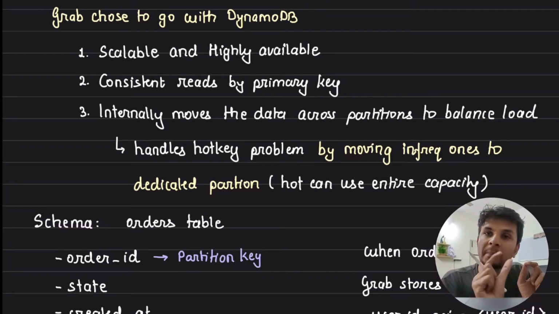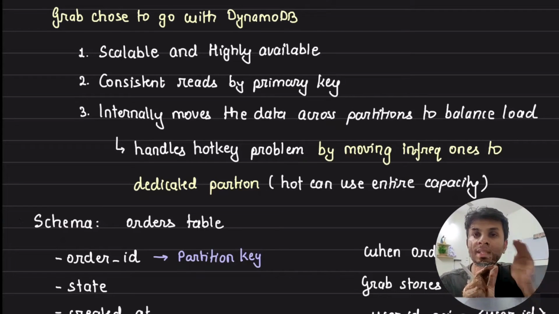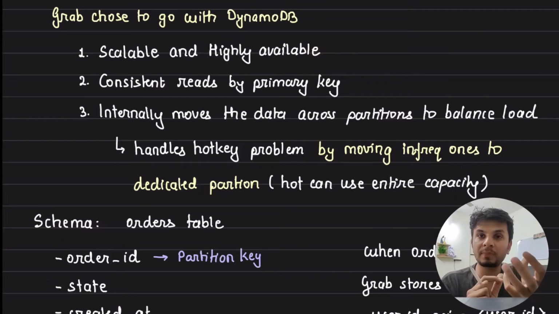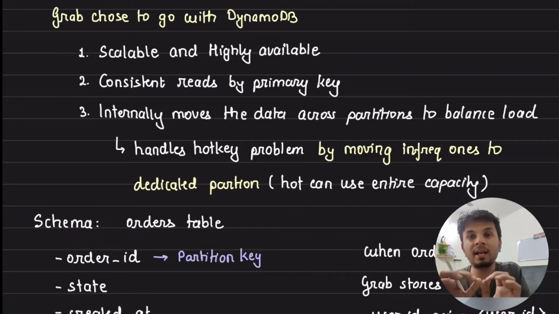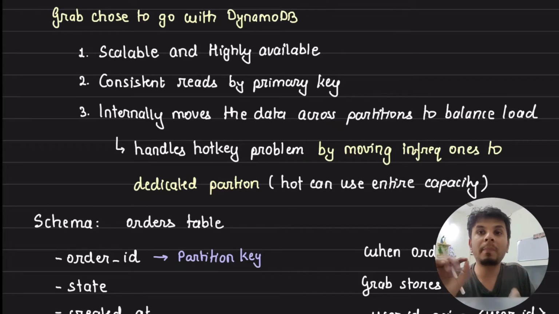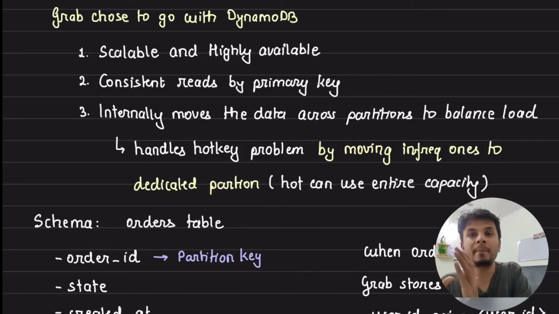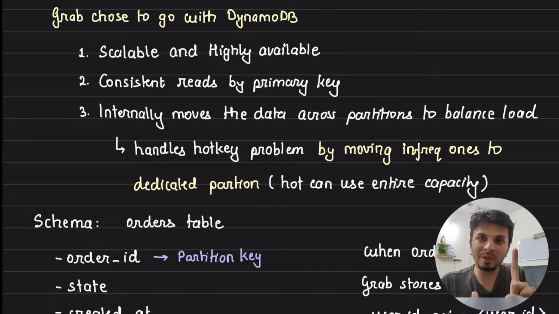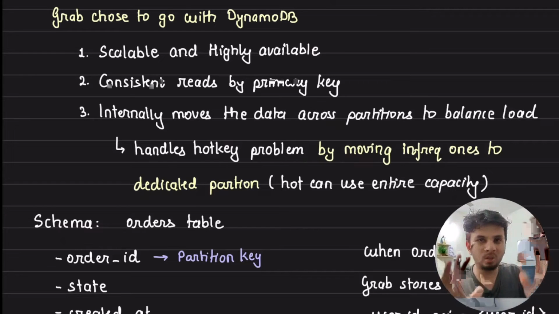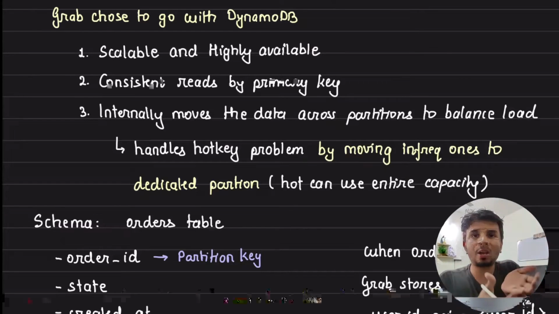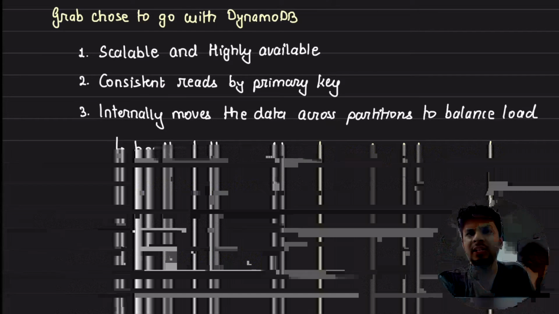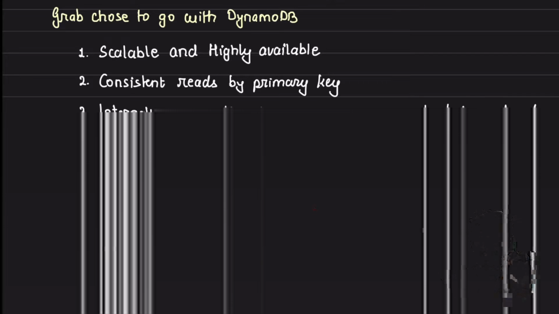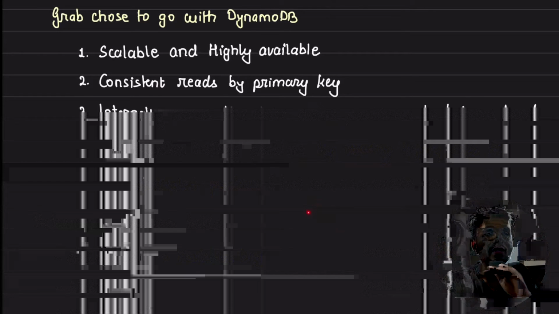But if a particular partition is hot, because let's say a few keys are constantly getting requests, what DynamoDB does is it literally moves the data which is infrequently accessed to a shared partition, while the hot partition gets its own full capacity of the underlying infrastructure. This way, DynamoDB internally handles the hot key problem seamlessly. We don't have to do anything there.